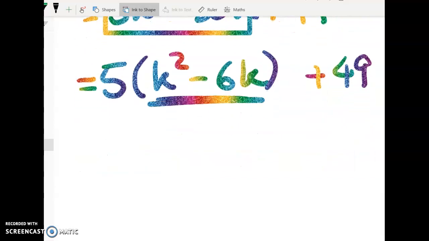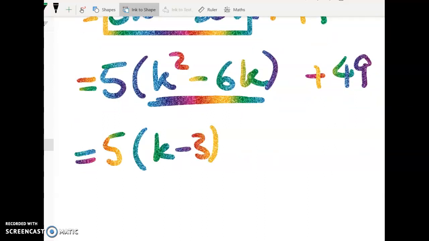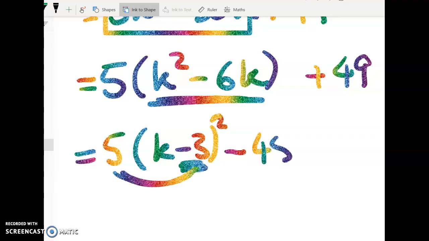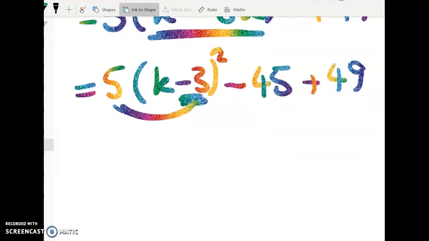I'm going to complete the square on this bit here. That gives me 5 times (k minus 3) squared, and I've now added in, by mistake, 9 times 5, so that's 45 added in. I have to take it out to keep it even. If you're watching this and you don't know what I'm talking about, I've done some level 2 videos on completing the square that might help you.